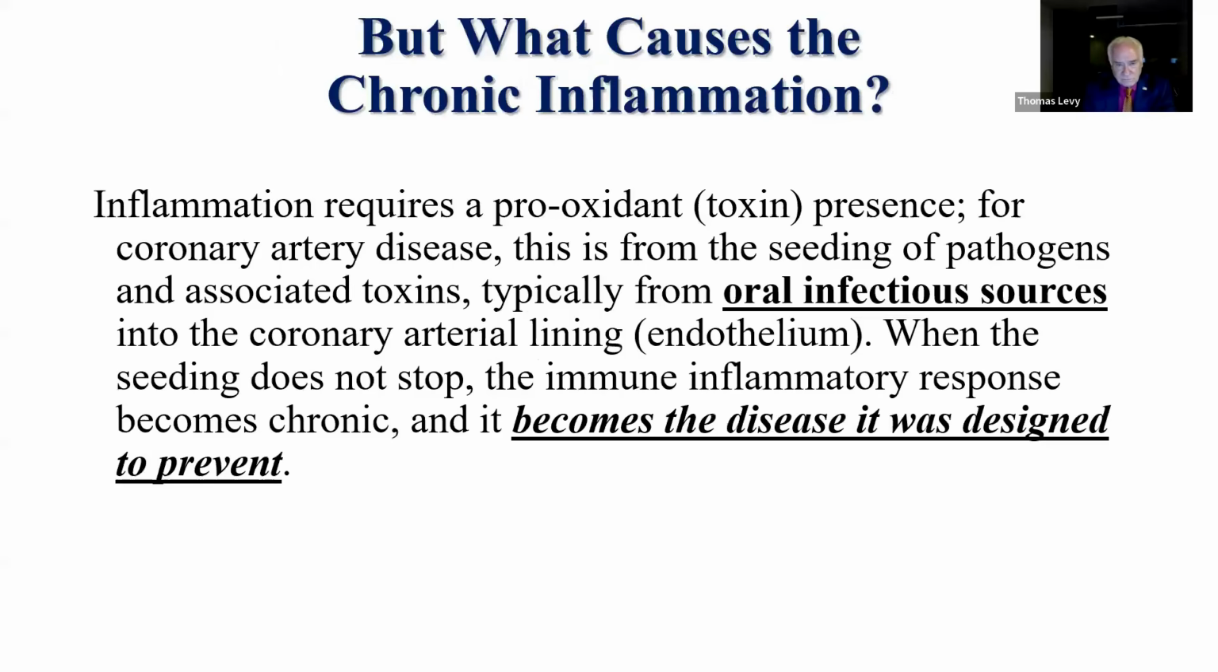Now, inflammation requires the presence of something that oxidizes. The thing that we were just talking about that oxidizes the most are low-grade pathogen colonizations or gross infections. They produce a ton of toxins, toxic metabolic byproducts. And what does that do? It just completely consumes all the vitamin C that would normally be present inside the arterial wall, keeping it healthy. And when the seeding does not stop, the inflammatory response becomes chronic, and then you get atherosclerosis.